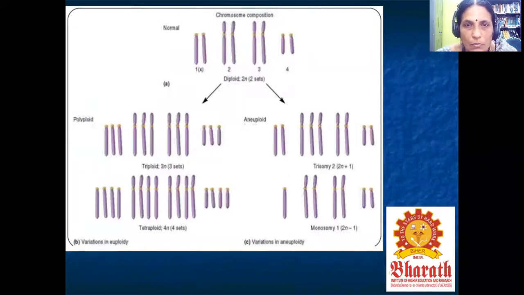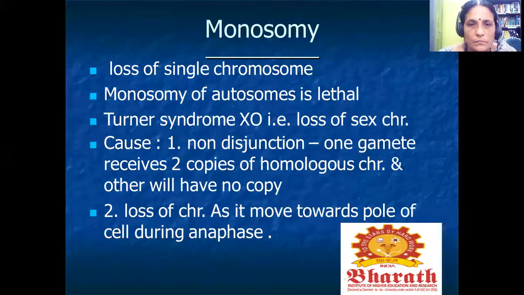This is the chromosome composition: the normal one is diploid, with two sets. You see the aneuploid and polyploidy. Here we get triploid and tetraploid, and in aneuploid you get the trisomy and monosomy. First, see this monosomy. Monosomy is the loss of a single chromosome.